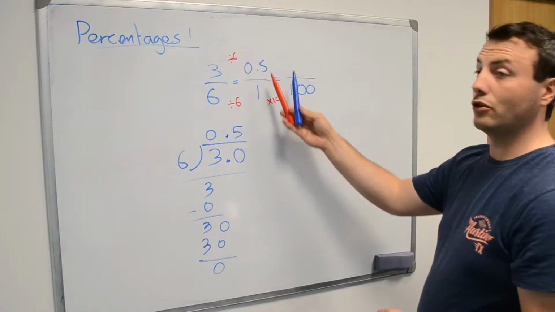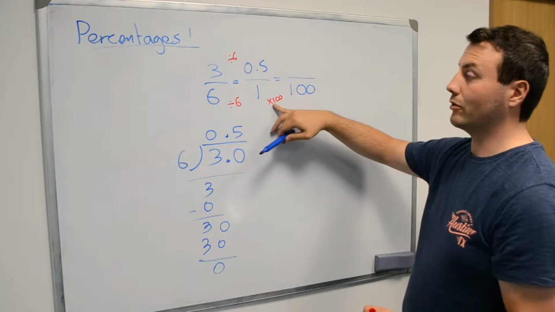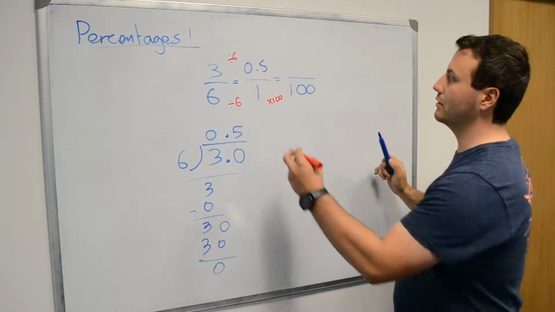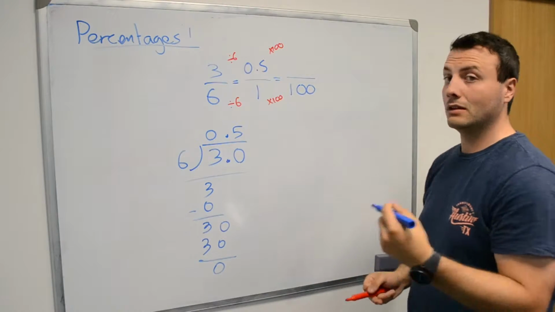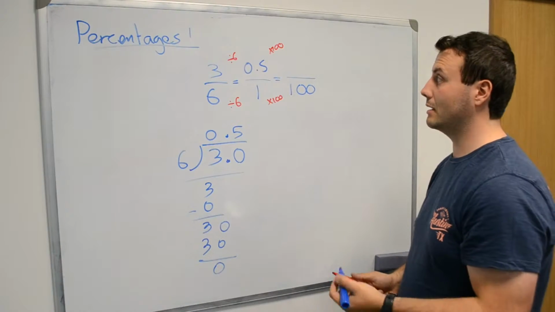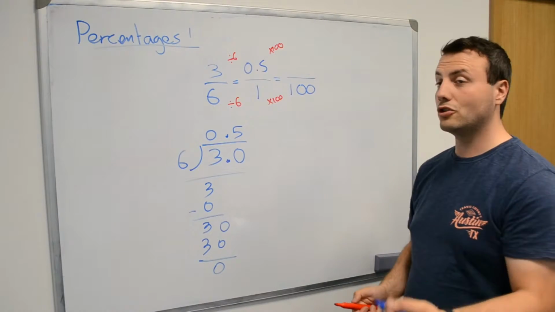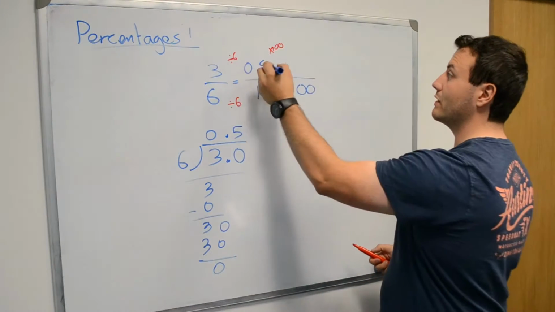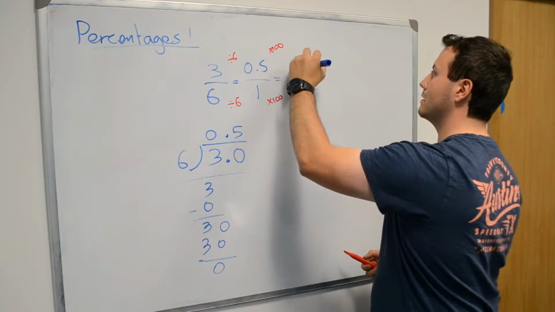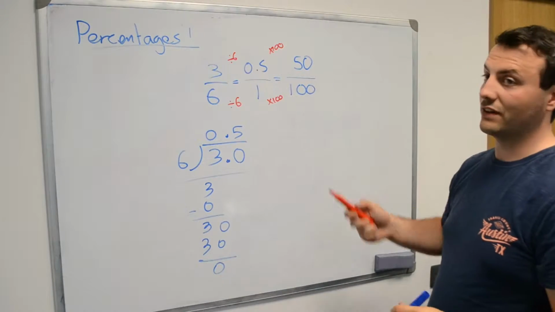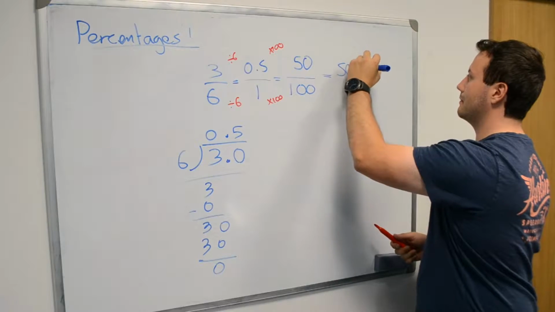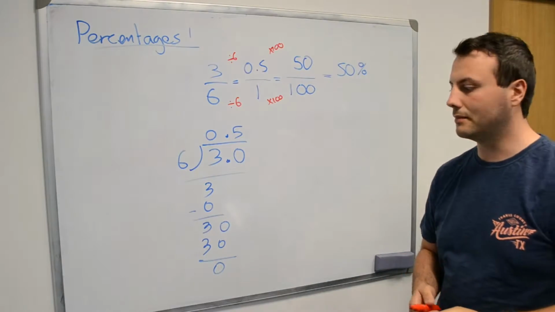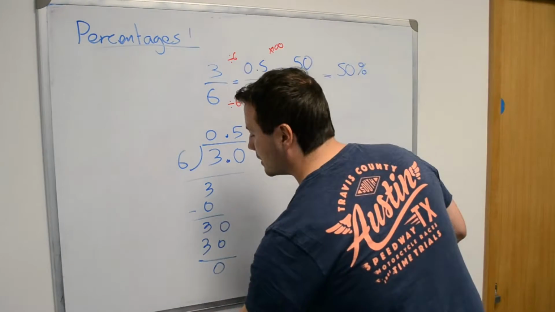So that's our 0.5 over 1. Now we've got to times by 100 to get to 100. So 0.5 times 100, same thing we did on a multiplication lesson, you just move the decimal point 2 places to the right. So moving that 2 places to the right is going to give us 50. So 50 over 100, and now we can write that as 50%. There we go. So let's do a different question to practice.